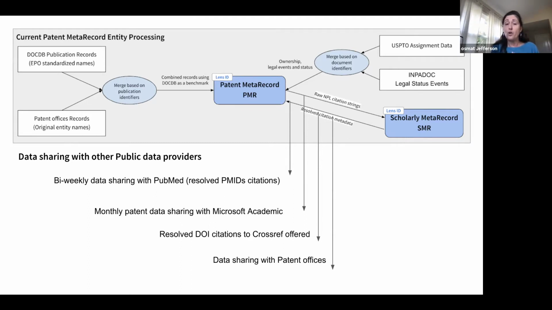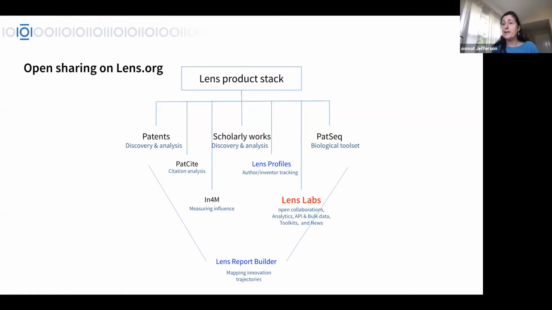We have shared the resolved DOI with Crossref, but I don't think they have yet made it available publicly. We have also had discussions with the patent offices who were interested in having that pipeline accessible to them, but we have not implemented this yet. We are progressing in the discussions with them. All right, now this is what we share with the public data resources.